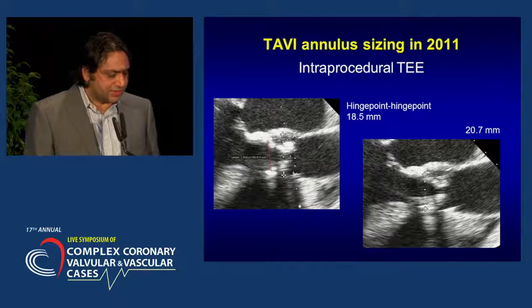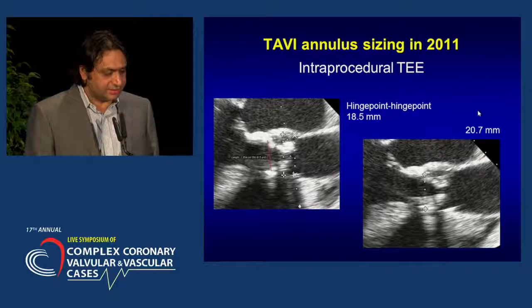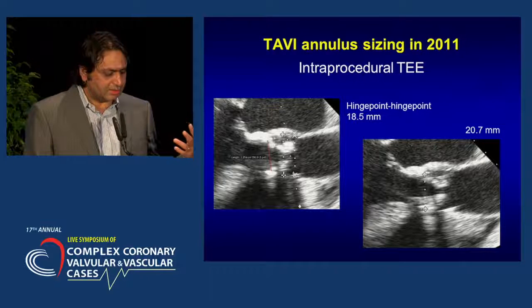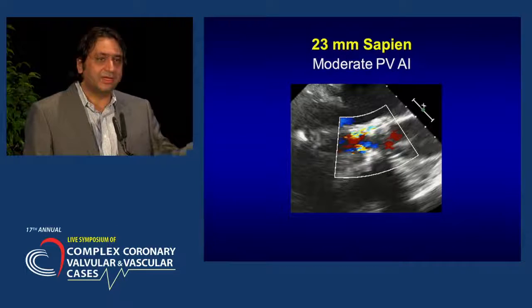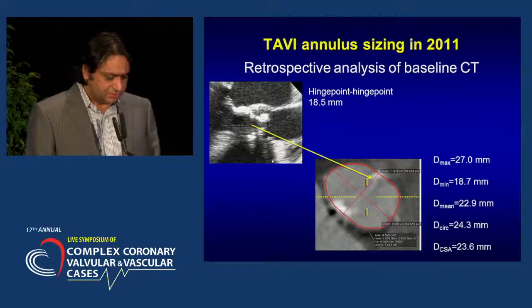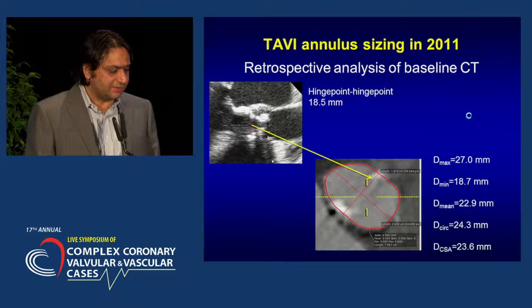So I just want to show you some cases here. So look at this. We thought the 18.5, 20.7. This is a case done in our earlier experience. And in fact, what we did was we did not use CT at that time. So we used a 23 millimeter valve that is paravalvular AI, and when we went back and looked at the CT, which we had accumulated, so we started looking at these things, we found out that the annulus was actually very much oval. So yes, we sized according to this dimension, but look at the maximum dimension. No wonder there was actually a paravalvular leak.